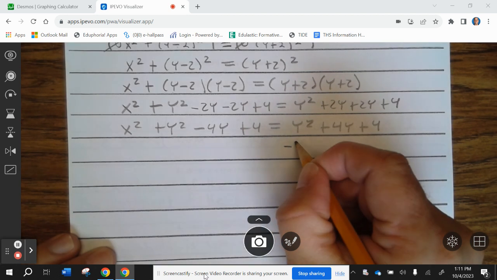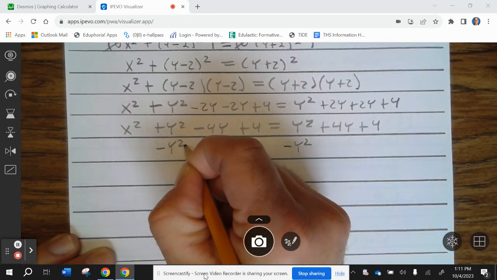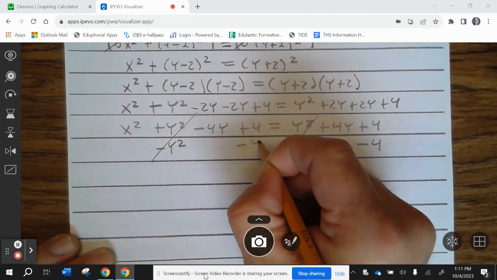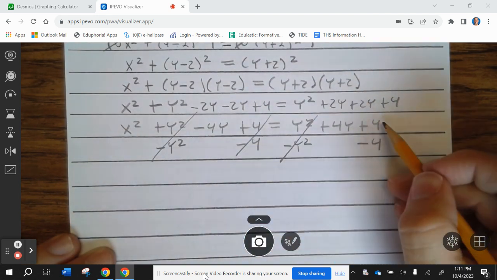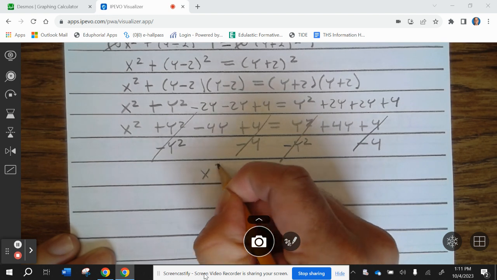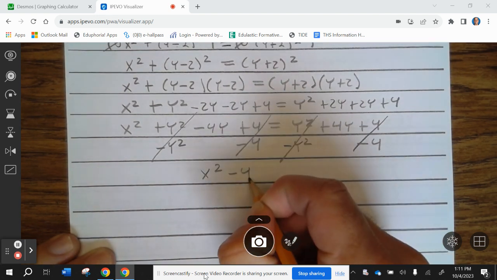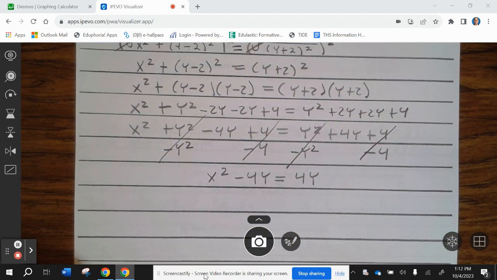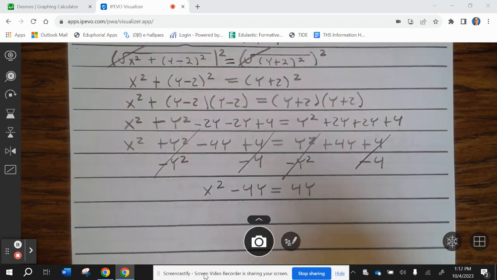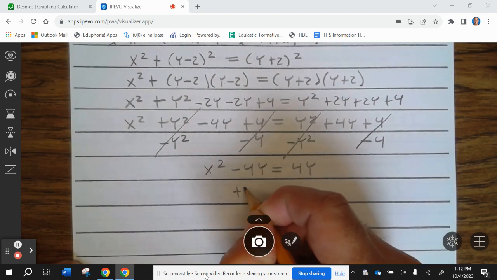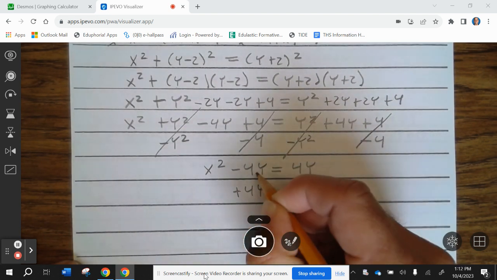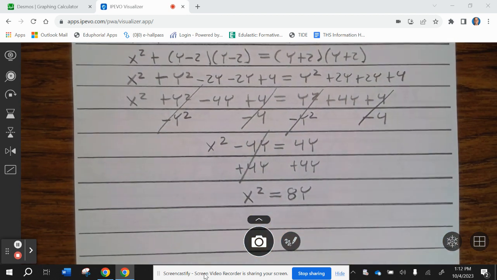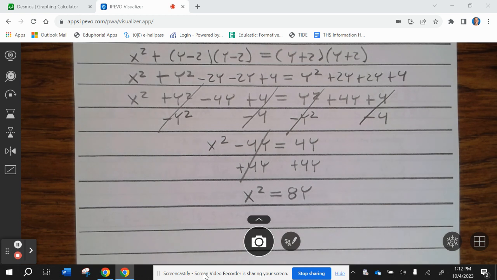Now, I can subtract y squared from both sides. Cancels, cancels. I can also subtract 4 from both sides. Cancels, cancels. That leaves x squared minus 4y equal to 4y. And then I'm going to add 4y to both sides. Cancels, you get x squared equal to 8y. All right, go ahead and finish that up.